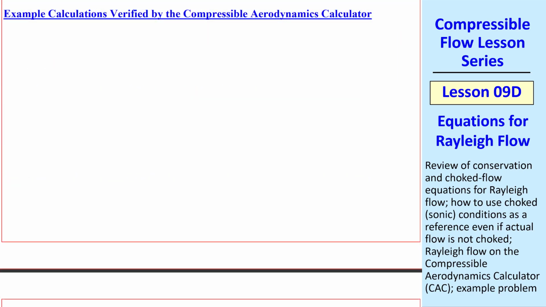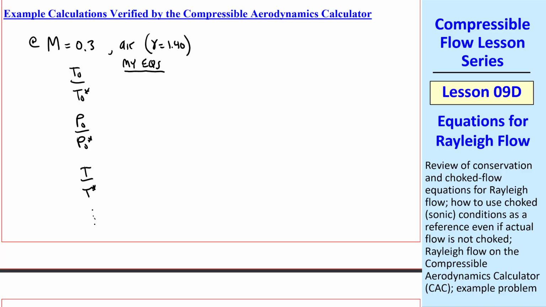So I'll do an example at M equals 0.3, and for air, let's use this CAC on the website to get T naught over T naught star, P naught over P naught star, T over T star, etc. I'll compare my equations to what we get from the compressible aerodynamics calculator. Not showing my work, I get 0.34686, 1.1985, and 0.40887.